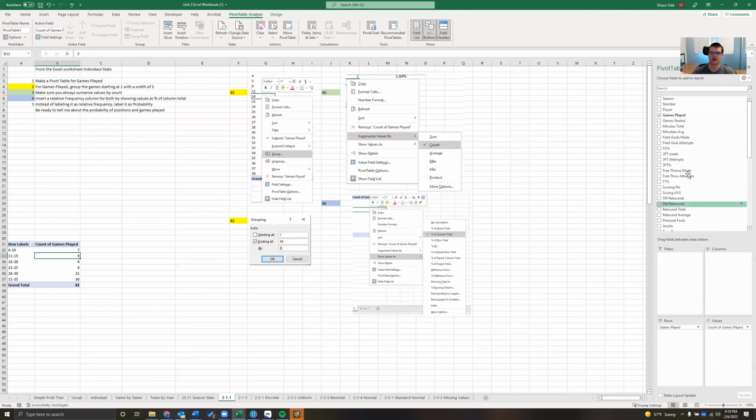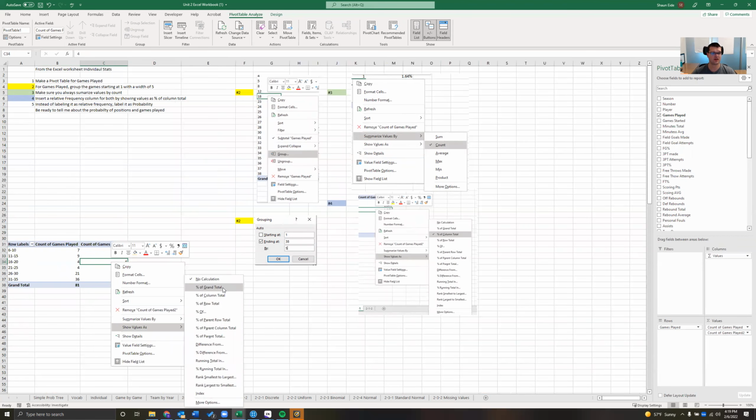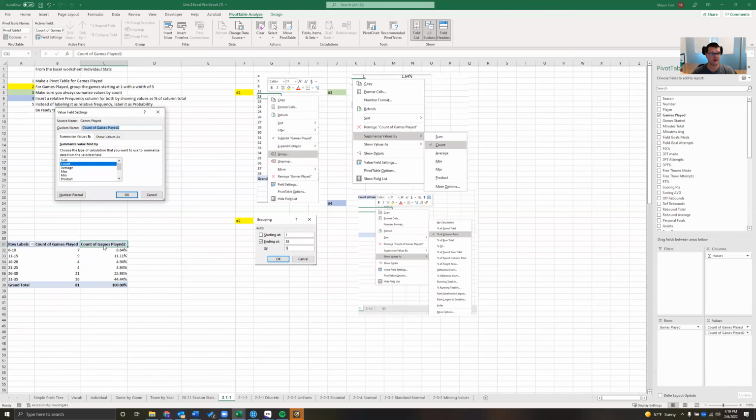So what I'm going to do is I'm going to put games played down here. And then instead of count, I'm going to show values as percent of grand total. And so now I've got a relative frequency right there. Instead of labeling it as relative, calculate it as probability.